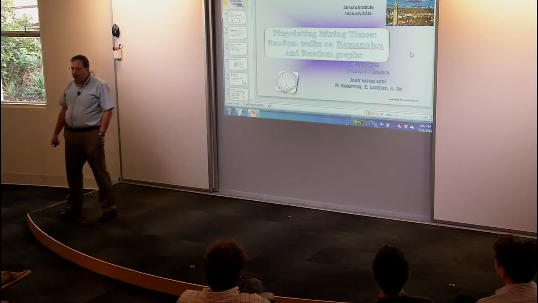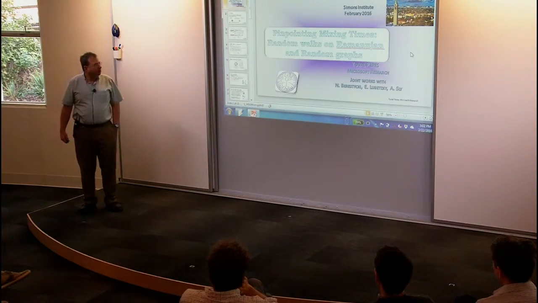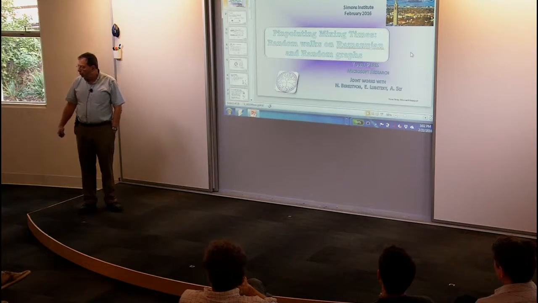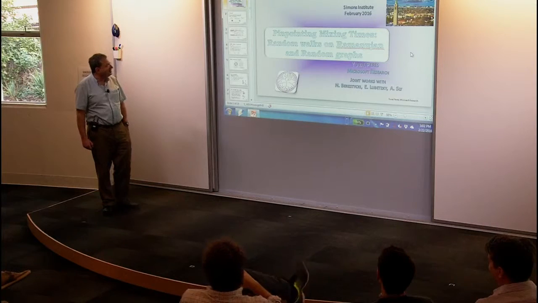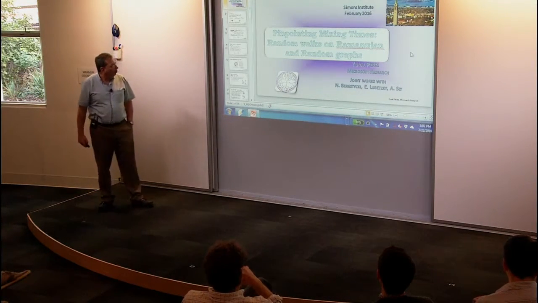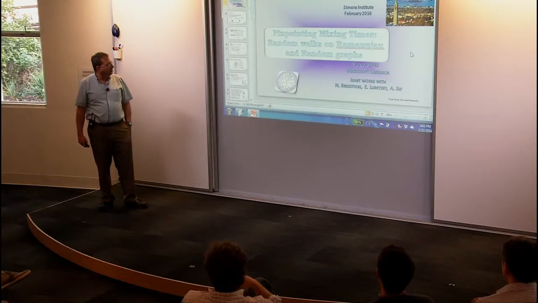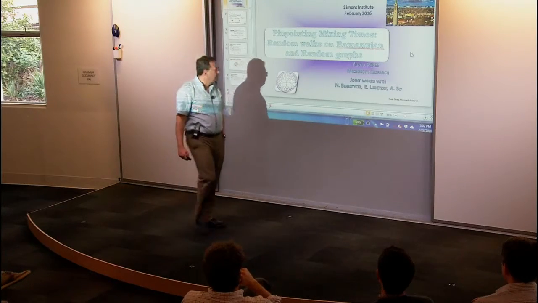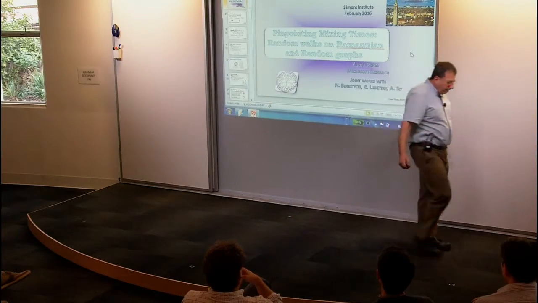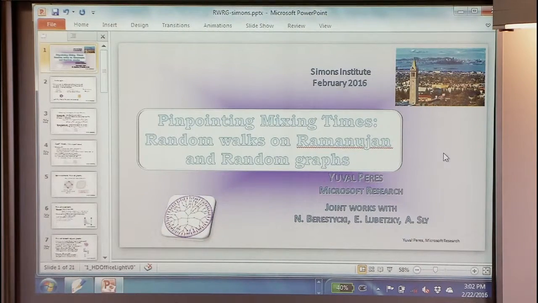In the previous hour you heard about 5 or 6 different papers by Yuval, and now you'll hear about 2 more. One is joint just with Yuval on random walks on Ramanujan graphs, and I will contrast it with work joint with Yuval, Alan Sly, and Nathaniel Berenstitsky for random walks on random graphs. Okay, so let's see how this goes.